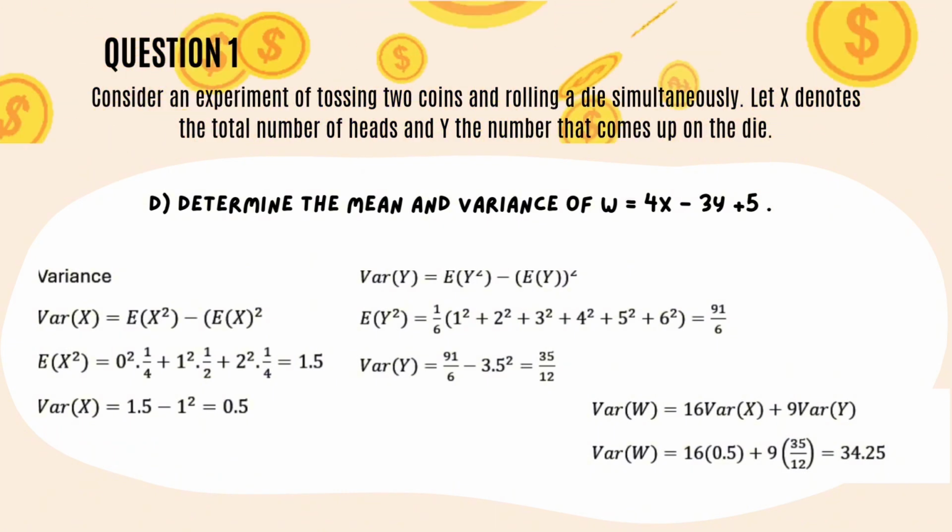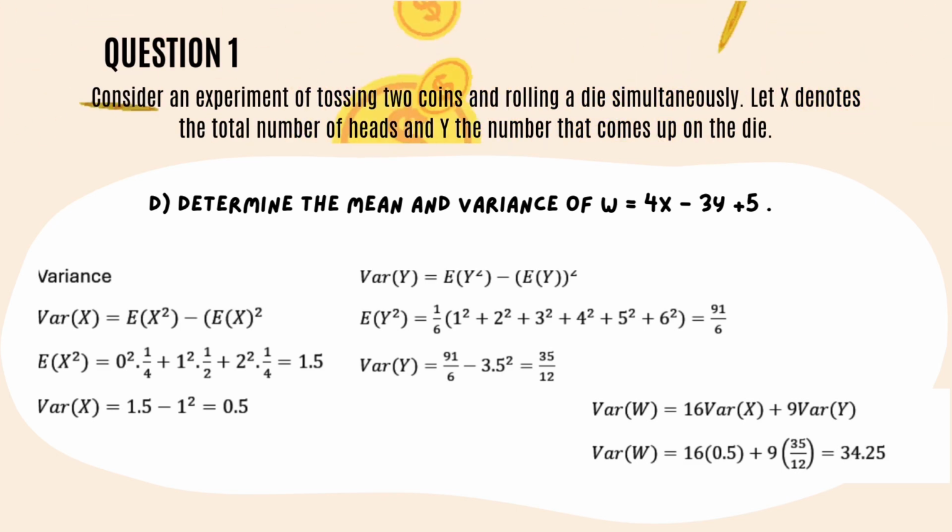Next, var y is equal to E of y squared minus the square of E of y. So E of y squared is equal to 1/6 multiplied by 1 squared plus 2 squared plus 3 squared plus 4 squared plus 5 squared and 6 squared, which is equal to 91 over 6. So var y is equal to 91 over 6 minus 3.5 squared, which is equal to 25 over 12.